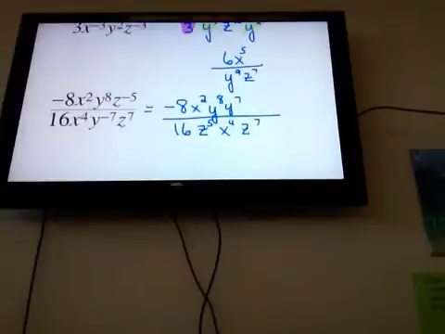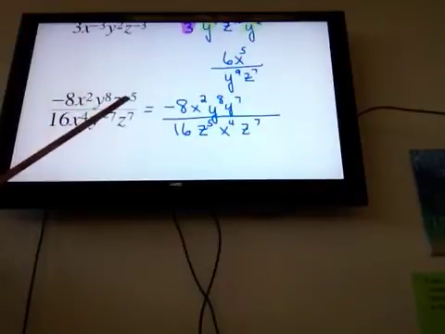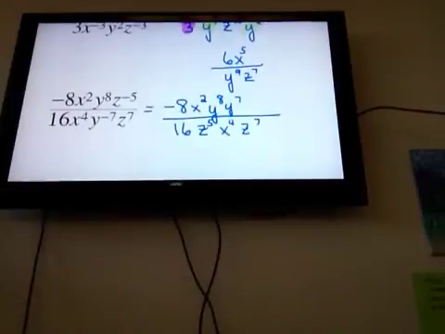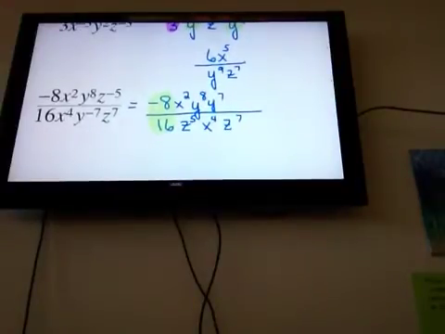Now, sometimes people start mixing up their power rules with number rules. That negative power rule that just says you move it applies to negative powers, not negative numbers. So sometimes people want to move that negative 8 down. No, don't do anything with coefficients. Leave them alone, okay? All right, so let's simplify. Negative 8 over 16 is not negative 2. It's negative 1 over 2, negative half. I'm just reducing it. 8 goes into 8 once. 8 goes into 16 twice.